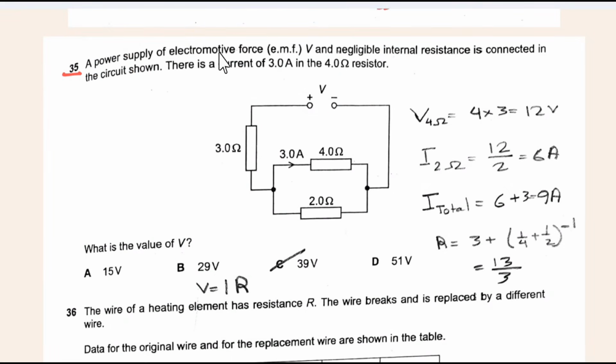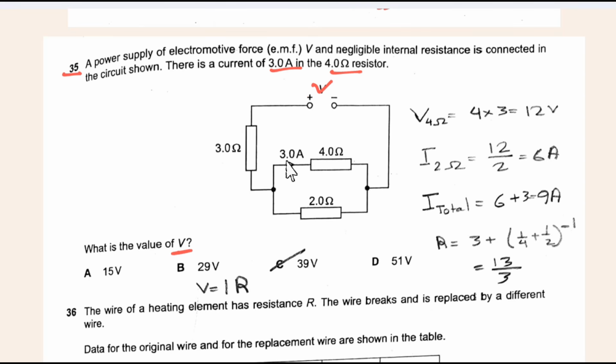35. A power supply has EMF V and negligible internal resistance and is connected in the circuit shown. There is a current of 3 ampere in the 4 ohm resistor. So with 3 ampere in the 4 ohm resistor, what is the value of V? That means the total EMF or the total voltage.